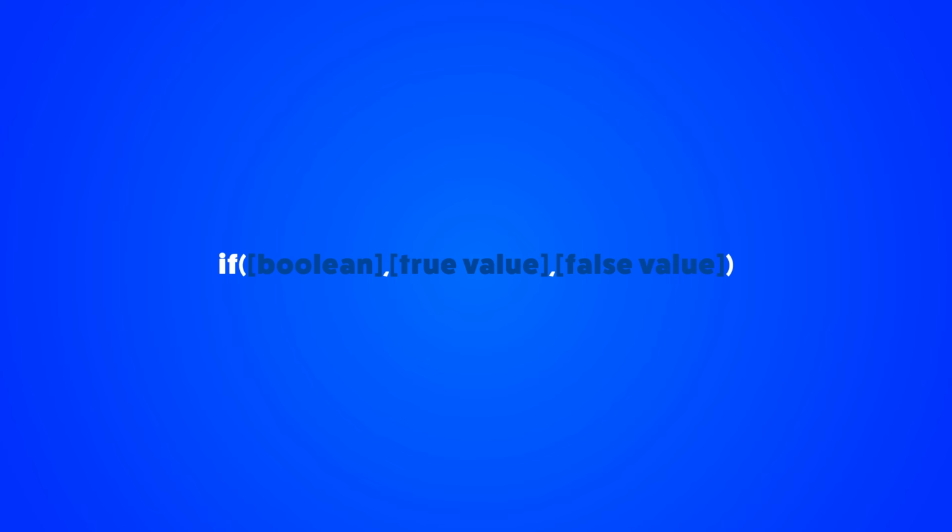The if function takes 3 parameters. The first parameter is a condition that returns a Boolean value, aka true or false. The second parameter is the value that is returned if the condition is true. The last parameter is the value returned if the condition is false.